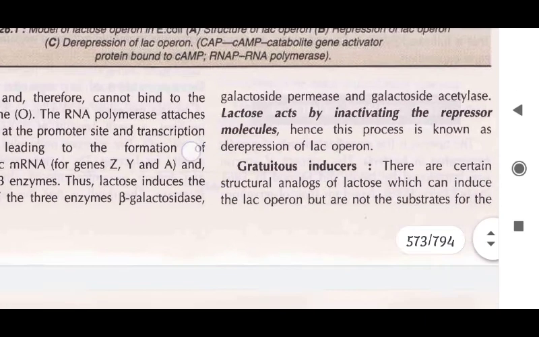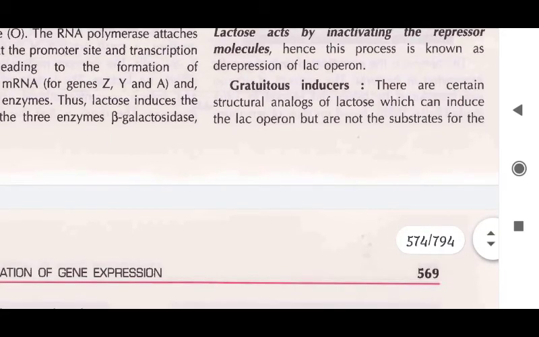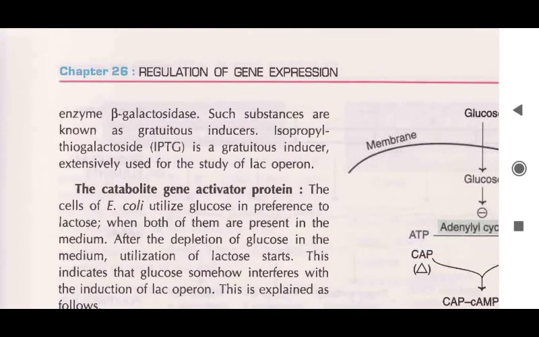Now there is also one more category of inducer which can cause the lactose operon to turn on permanently. That is called a gratuitous inducer. Gratuitous inducers are structural analogs of lactose, which means they look like lactose but they are not lactose. They can induce the lac operon, but they are not the substrate for the enzyme beta galactosidase. So they will not be broken down.